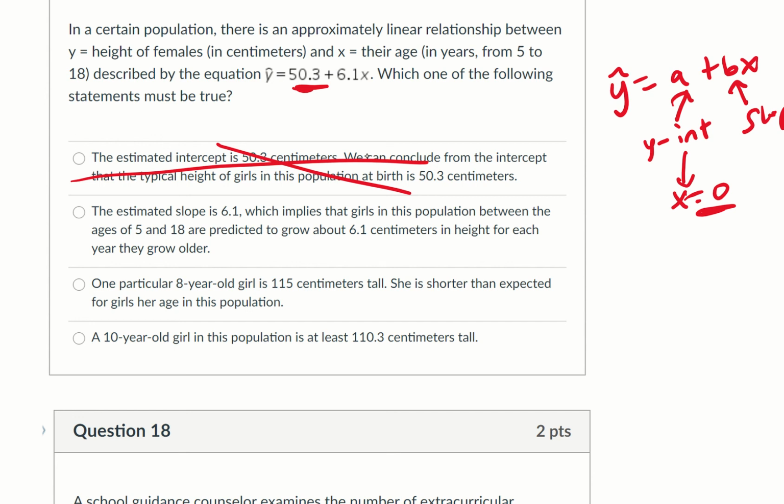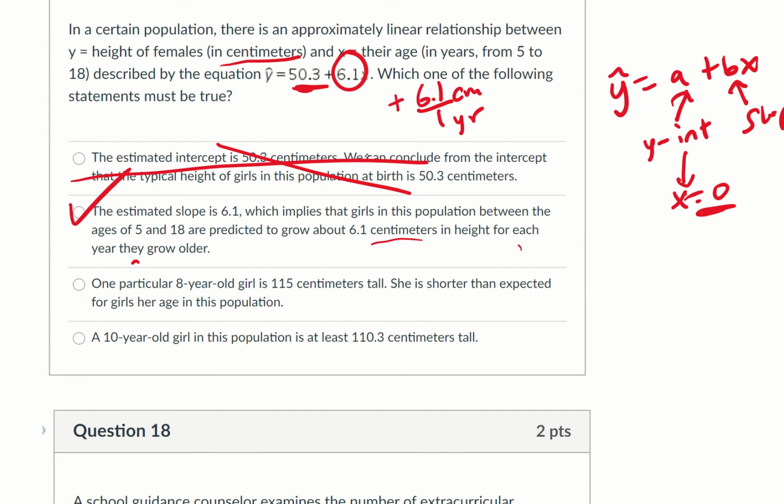The estimated slope is 6.1, which implies that girls in this population between the ages of 5 and 18 are predicted to grow about 6.1 centimeters in height for each year they grow older. So the slope is 6.1, so we put that over 1. The y is the height. So yes, they're going to increase by 6.1 centimeters because this is a positive slope, so increase for every 1 year of age, which is exactly what this is saying. It's going to predict it to grow 6.1 centimeters for each year that they grow older. So yes, between ages of 5 and 15. That is correct.